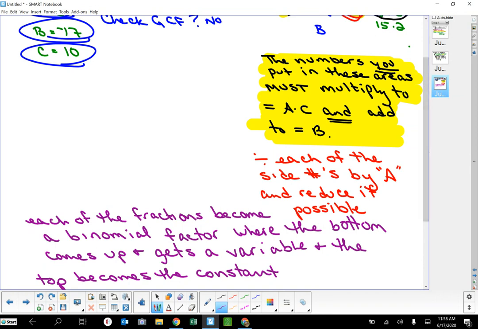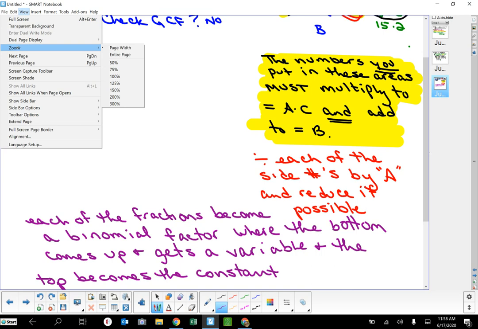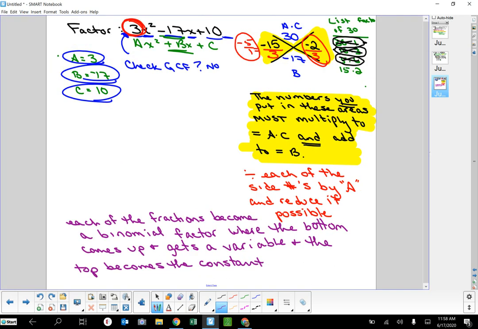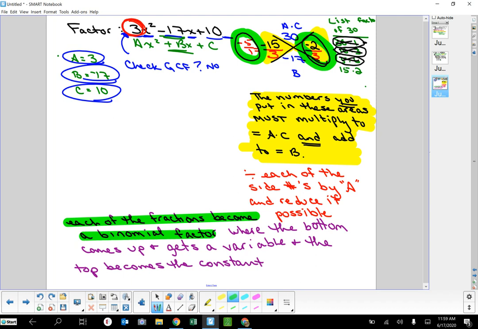And then, how can I view this whole screen? We need to see more. So we're going to zoom to the entire page. Okay, so again, take a look at the statement. I'm going to highlight it in green because it's a biggie. Each of the fractions, and by the fractions, I'm talking about these up here that we made, become a binomial factor, which means they're going to look like x plus 5 or 2x minus 6 or something like that, where the bottom number comes up and gets a variable. So let's start there. Bottom number comes up and gets a variable.